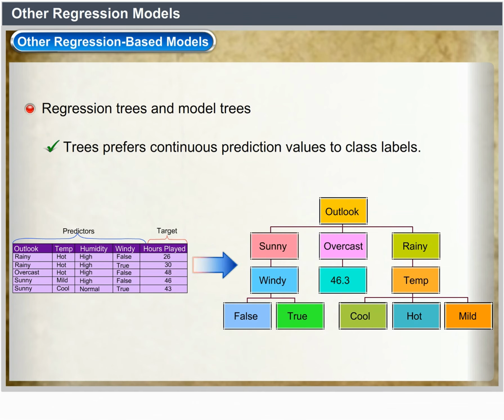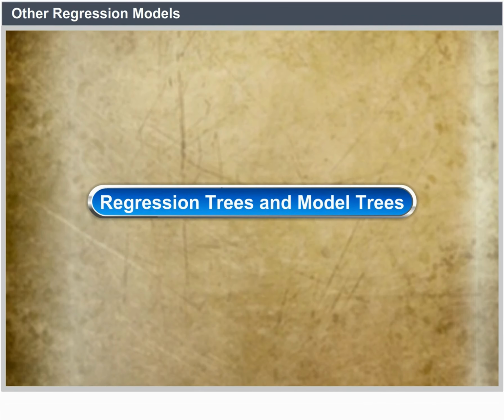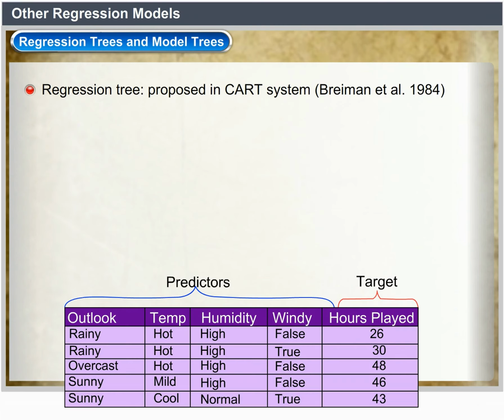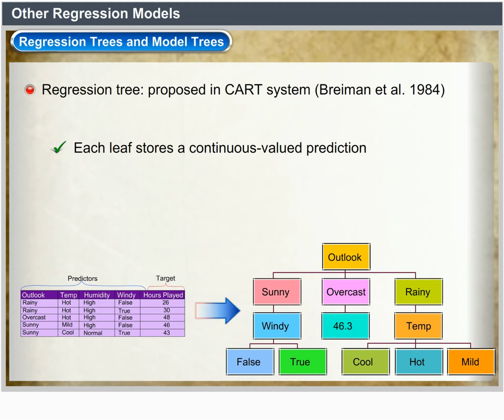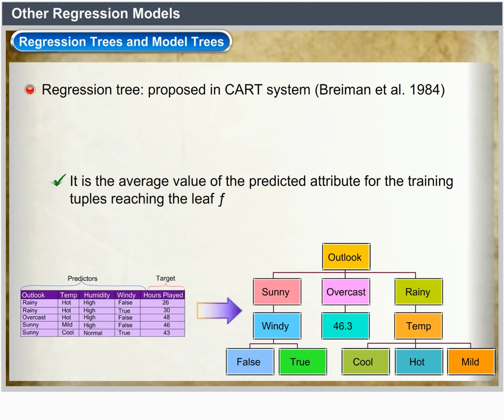Regression trees and model trees. Regression tree proposed in the CART system. CART, Classification and Regression Trees. Each leaf stores a continuous valued prediction. It is the average value of the predicted attribute for the training tuples that reach the leaf.